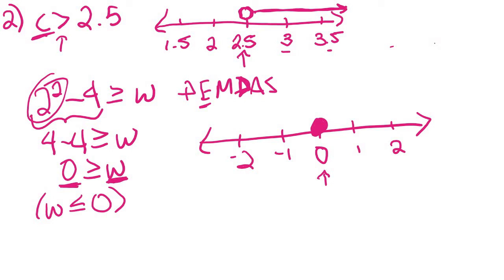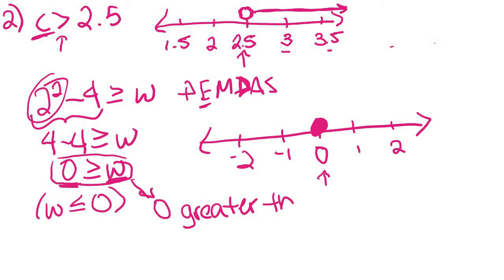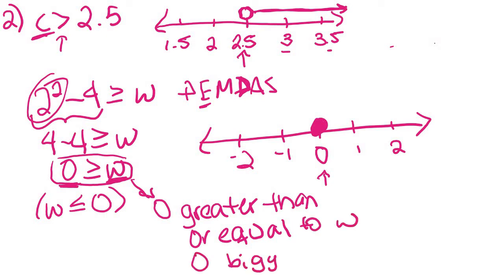All right. Now, let's read what this says right here. This says 0 greater than or equal to W, which means 0 is bigger than W. Oops. So that means 0 right here has to be bigger than all our possible W's.